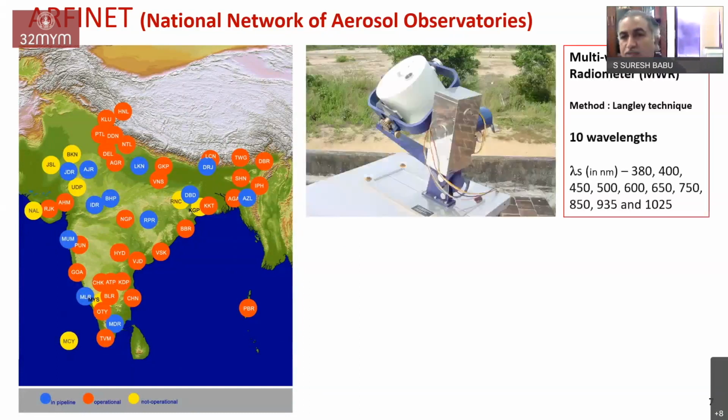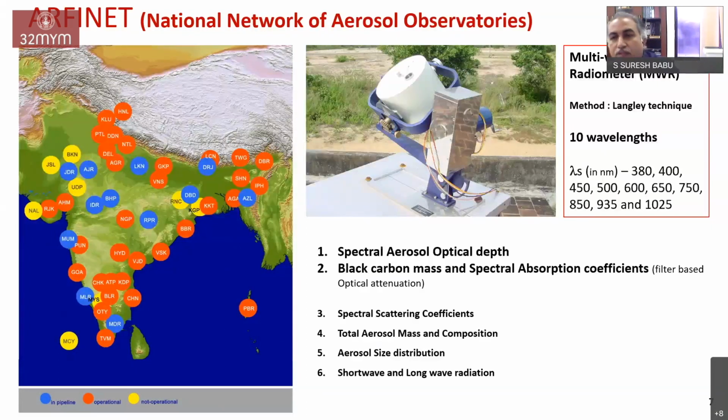Here, one of the most important instruments is an in-house developed instrument in our lab, which is basically for the estimation of columnar aerosol optical depth at 10 different wavelengths. It is very important to get spectral values of aerosol optical depth. So all network observatories are equipped with this system.